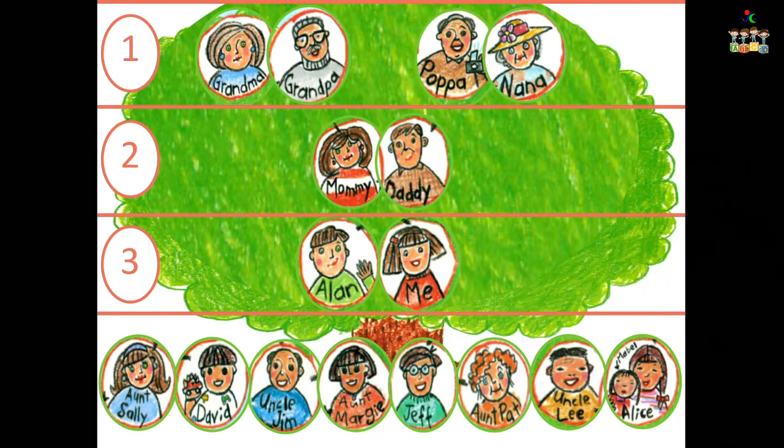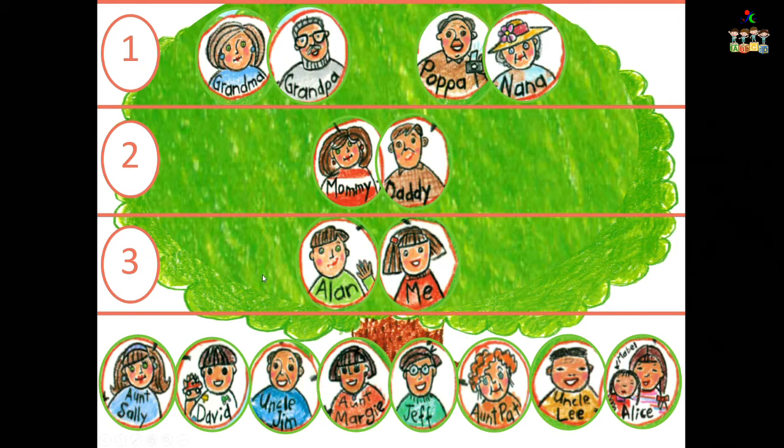Now, where do our aunts and uncles and cousins belong on the family tree? Line 1, 2, or 3. Now, they won't go in line number 1 because we only have 4 grandparents, and as you can see, 1, 2, 3, 4, all our grandparents are there. Now that means our aunts and uncles will either be on line 2 or line 3.